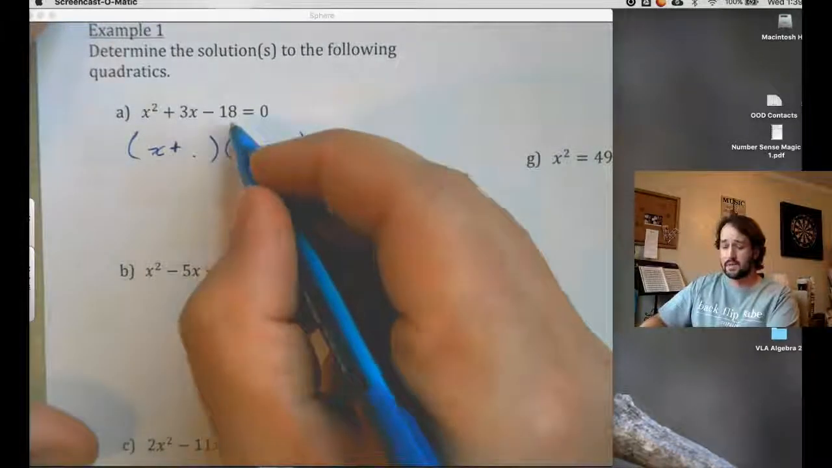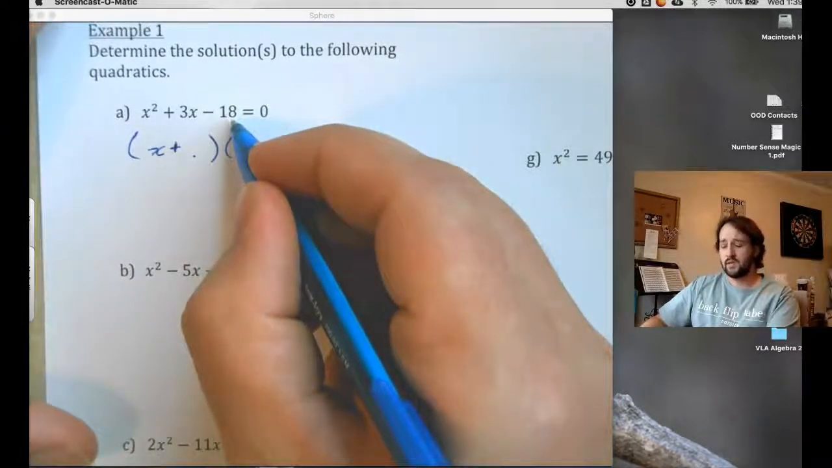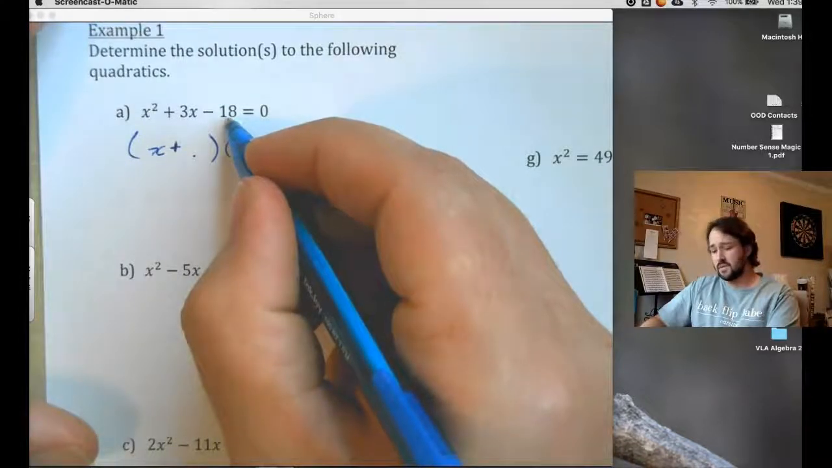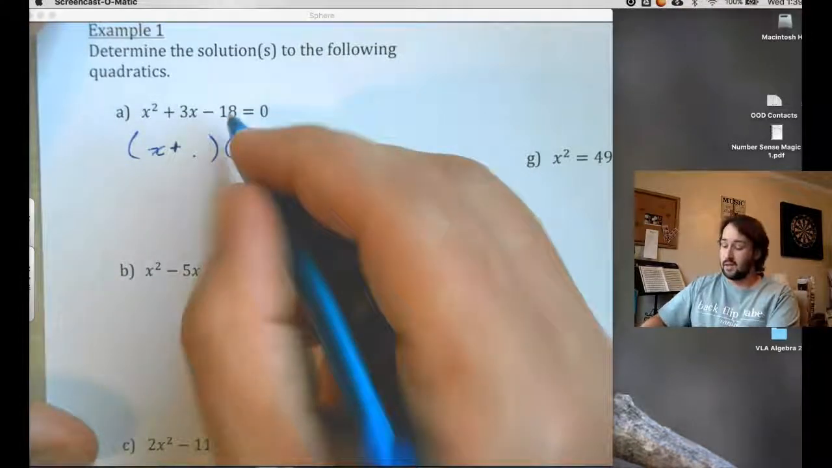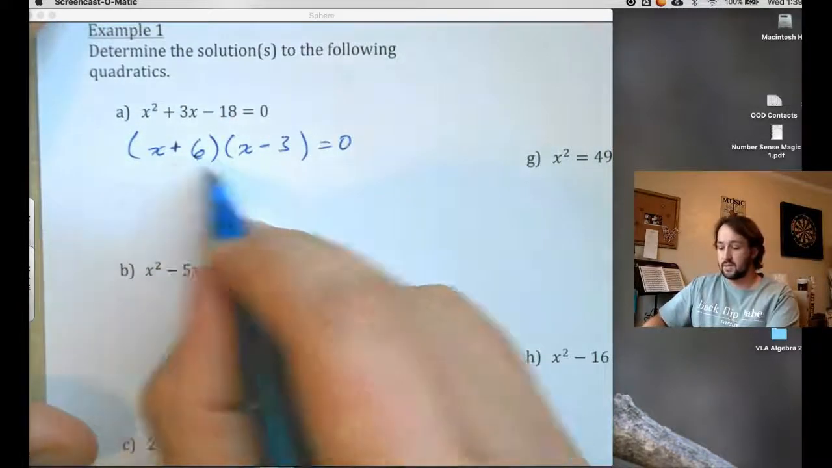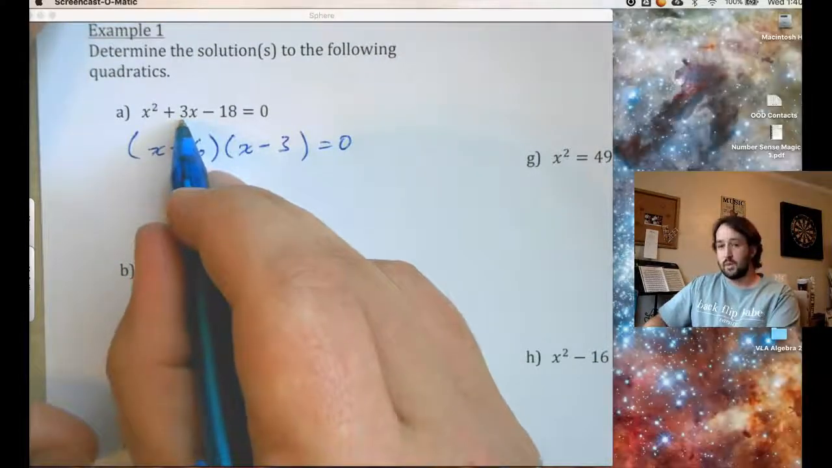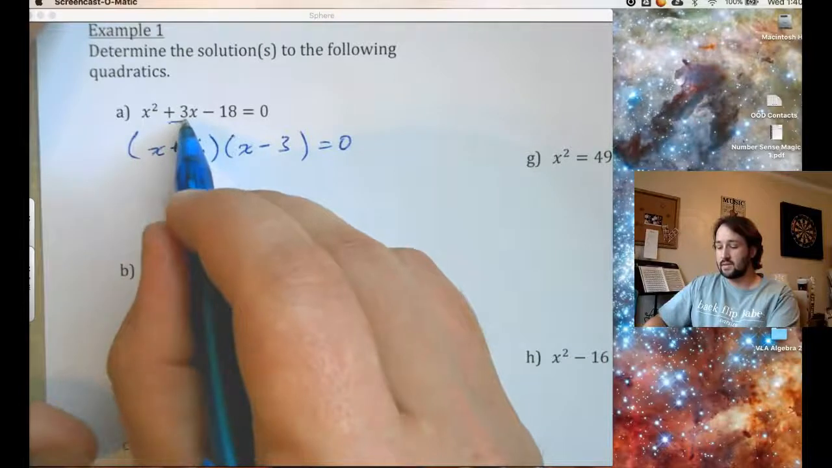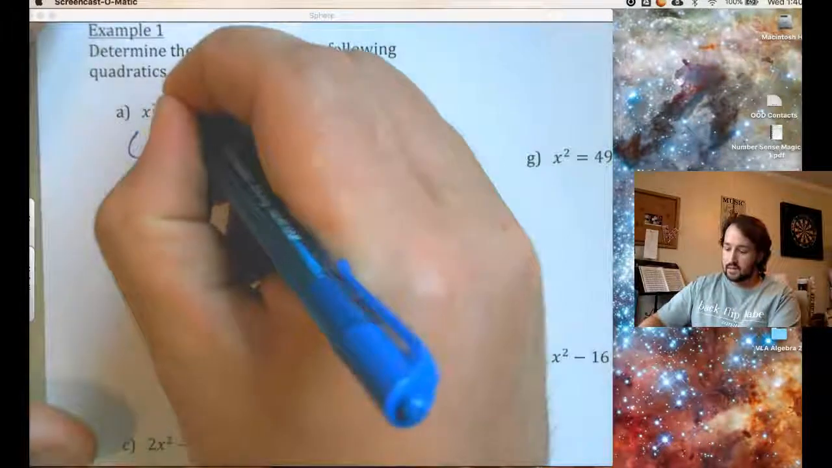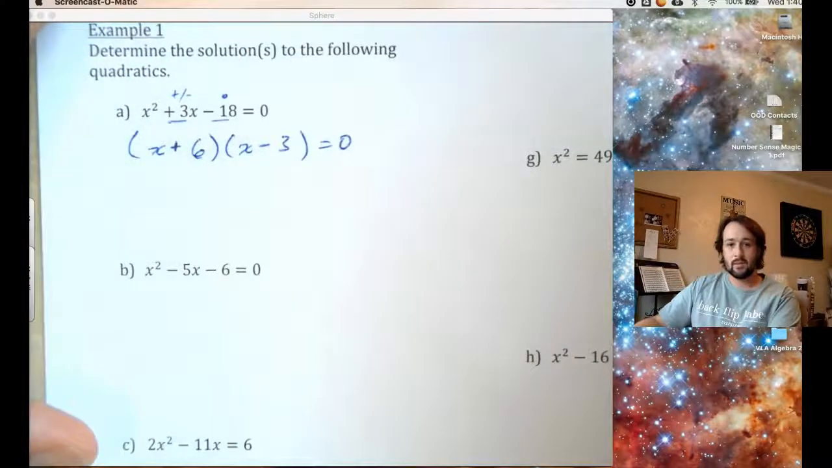So I think about the things that multiply to be 18. I think of 9 and 2, but those have a difference of 7. I think of 1 and 18, but those have a difference of 17. What about 6 and 3? So what I can do is plus 6 minus 3, such that 6 minus 3 would give us a positive 3 term right there. The way I remember this is you learned how to add and subtract before you learned how to multiply. So we add and subtract to get this term, and we multiply to get that number right there.